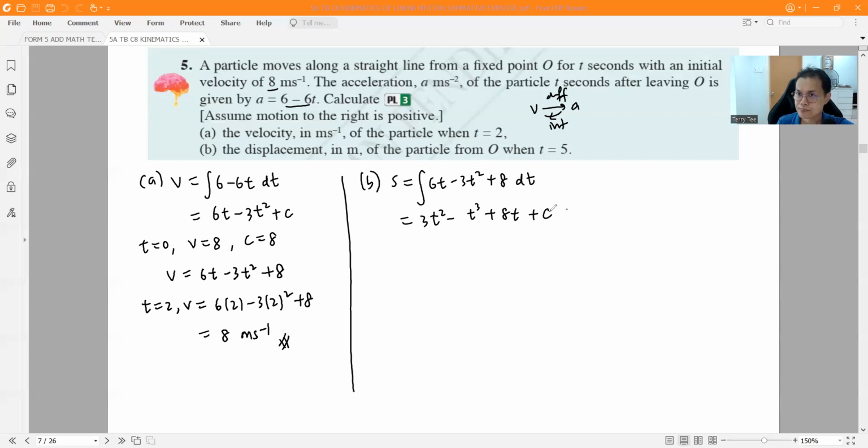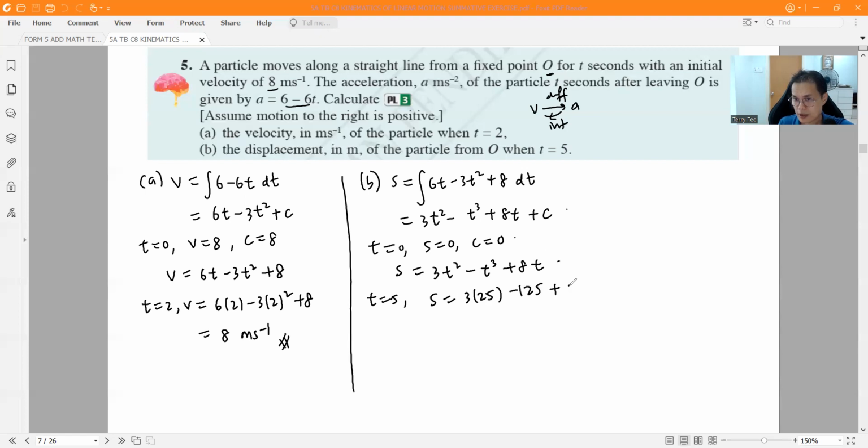Now when you start the clock, the particle starts to move at point O. So we know that when t is 0, s is 0, c is also 0. So my displacement function is now this. Next, I need to sub in when t is 5. Where is the particle? Well, s is 3 times 5 squared, 5 squared is 25, 5 cubed is 125, 8 times 5. So this is 75 minus 125, which is negative 50. Negative 50 plus this is 40, so it's negative 10 meter. My displacement can be negative, so its answer is negative 10.